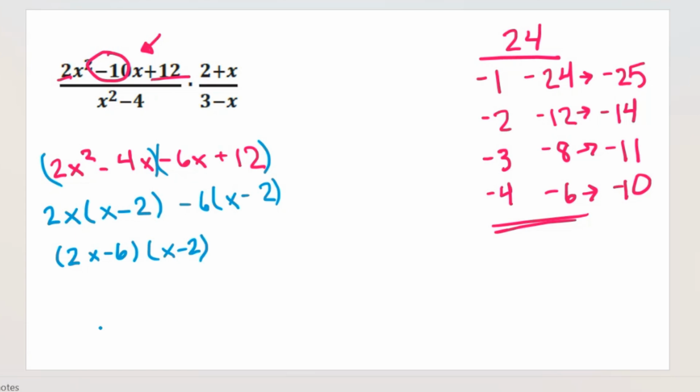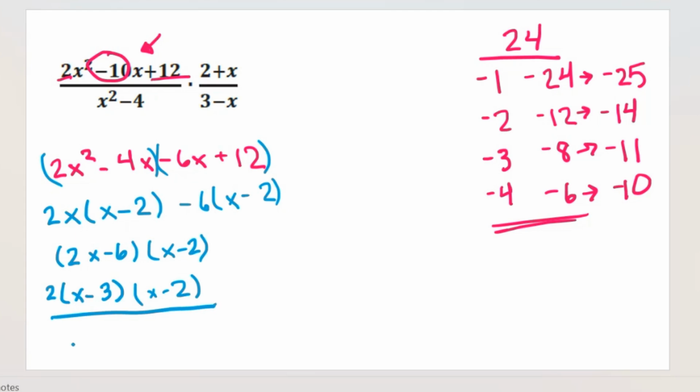But there is one more thing that we can do. 2x and 6 both have a common factor of 2, so I can factor out a little farther. 2 times x minus 3 is the same thing as 2x minus 6. So now I have that first numerator fully factored.